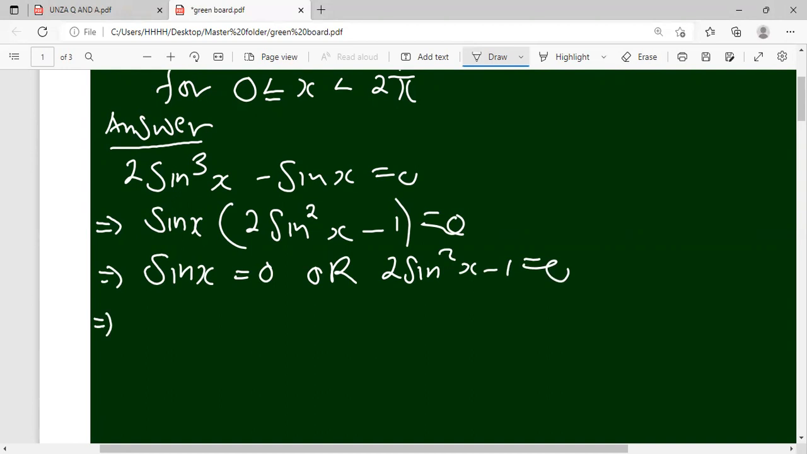If sine x is equal to 0, then what is x? X can take these values: 0, 180, 360, and so on and so forth, because sine 0 is 0, sine 180 is 0, sine 360 is 0. But the range is from 0 to less than 360, meaning that this 360 is not needed.